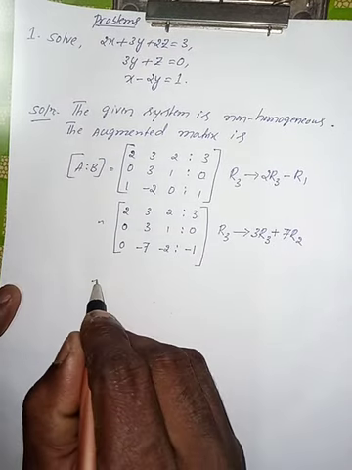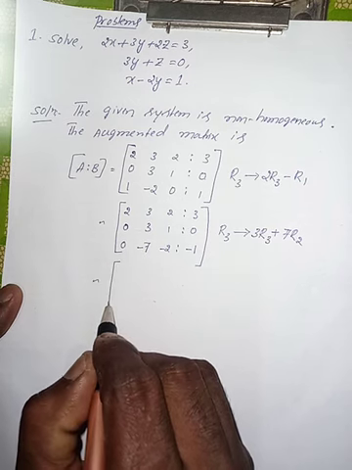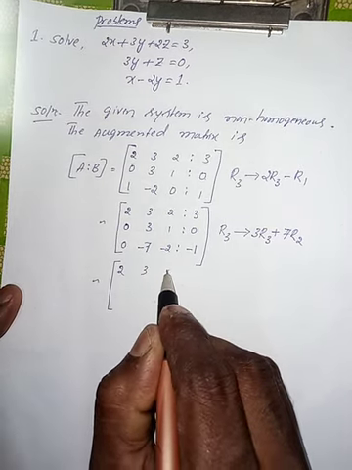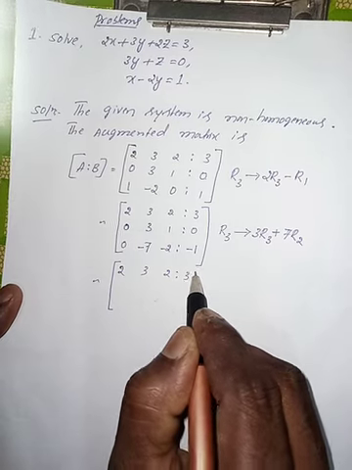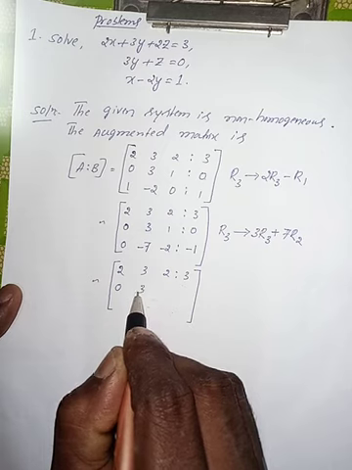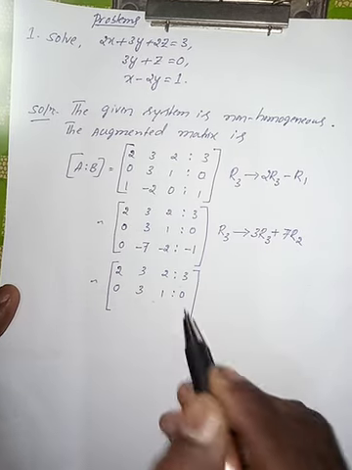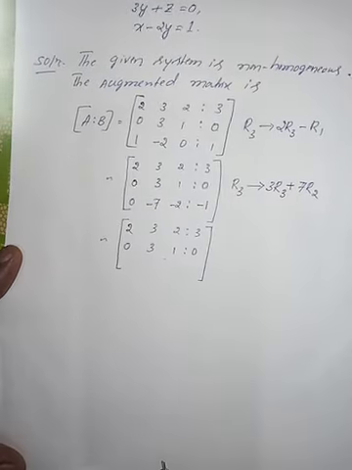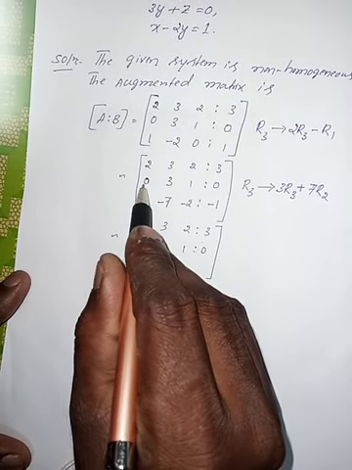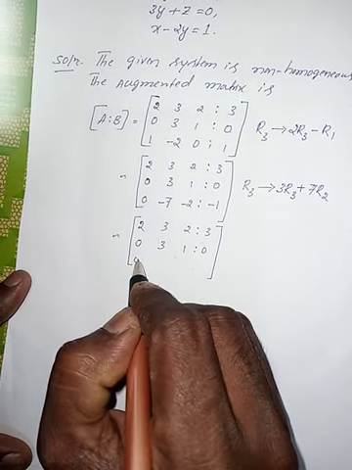So now the matrix is equivalent to: first row 2 3 2 colon 3, first row as it is, and second row also as it is, 0 3 1 0. The third row I am changing. So how am I changing it? 3 times R3 plus 7 times R2. Anyhow, this element is 0.